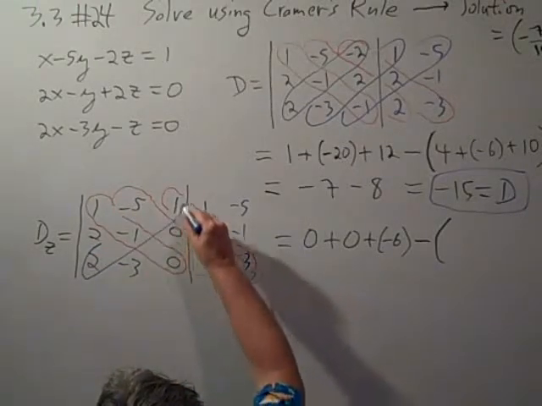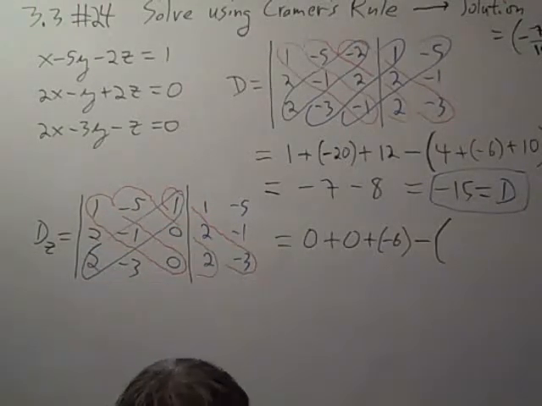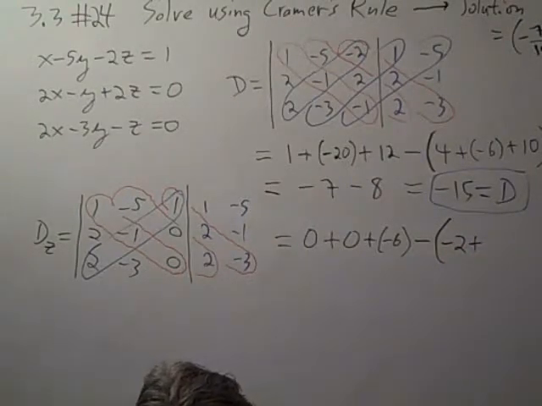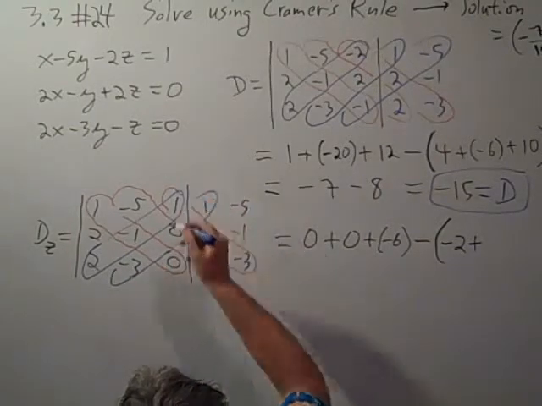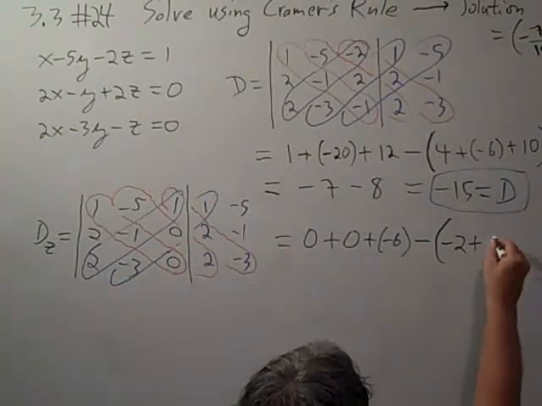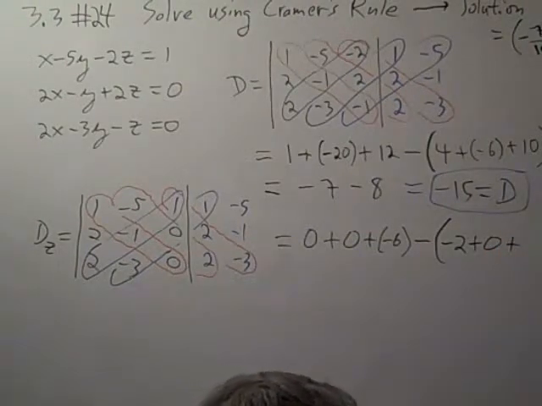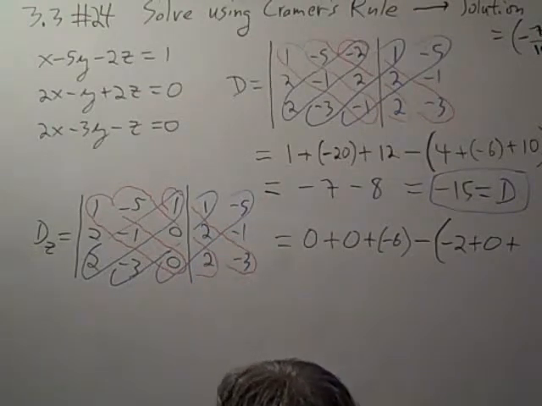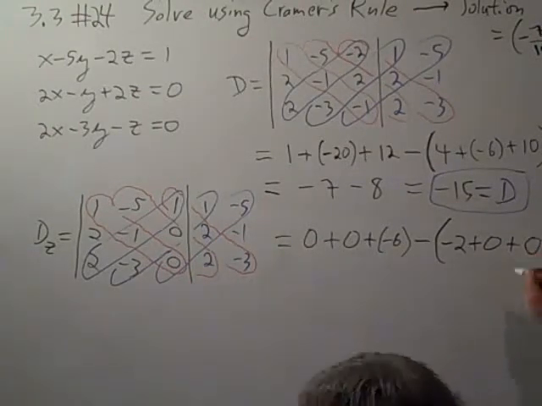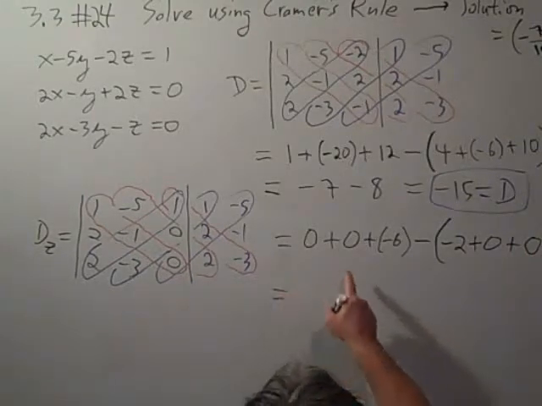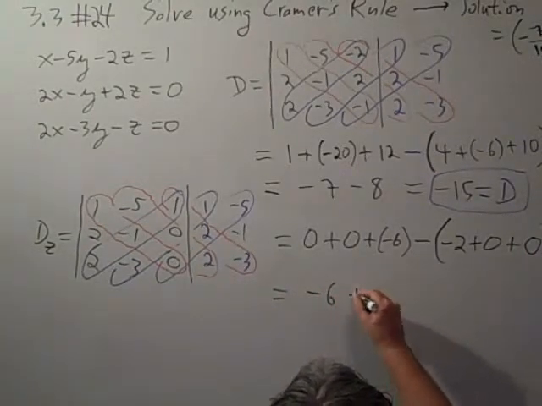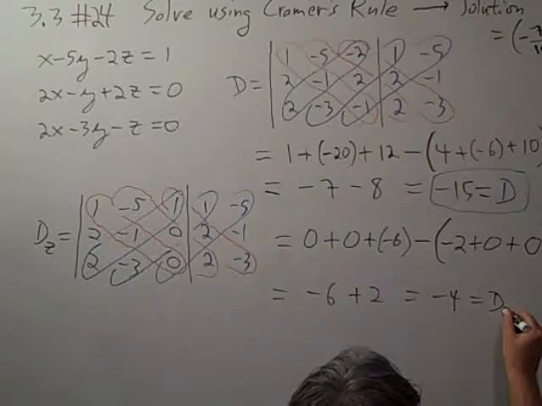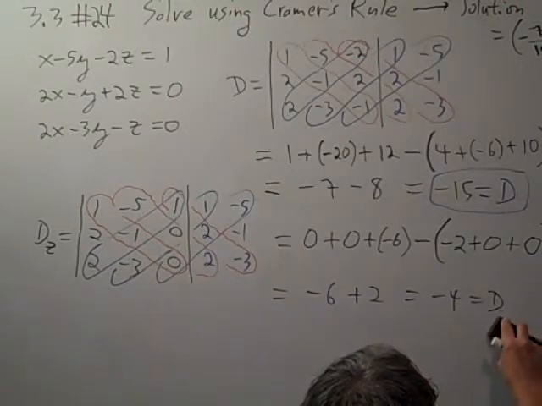So we have 2 times -1 times 1 is -2. The next diagonal over is -3 times 0 times 1, which makes that whole term 0. And the last term is 0 times 2 times -5. Well, the 0 makes that whole term 0 too. So yeah, that's right. So d sub z is equal to -6, negative a -2 is +2, and so that's -4. So d sub z is equal to -4.